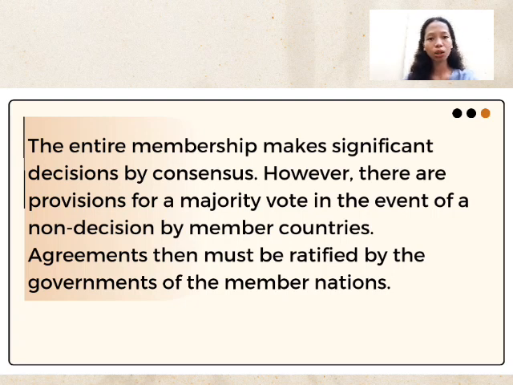Showcasing the organization's global reach, decisions within the WTO are typically made by consensus among its member states. However, mechanisms exist for majority voting in situations where consensus cannot be reached. So what is consensus? Consensus refers to a decision-making process where all member countries agree on a particular issue or course of action, and it ensures that decisions are reached collectively and that the interests of all member nations are taken into account.